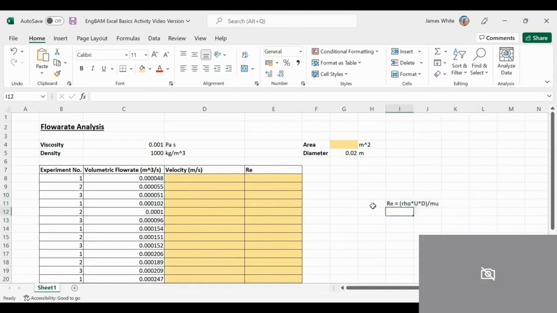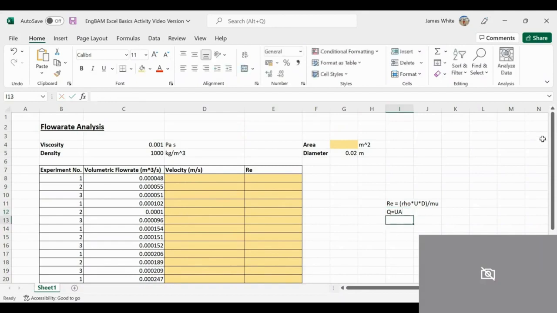You'll also see on that worksheet an equation called Q equals UA. This is the volumetric flow rate equal to the velocity times the area. If we look at the units, the volumetric flow rate is in meters cubed per second, and our velocity is in meters per second, so it makes sense that we're multiplying by a meter squared to get our volumetric flow rate.